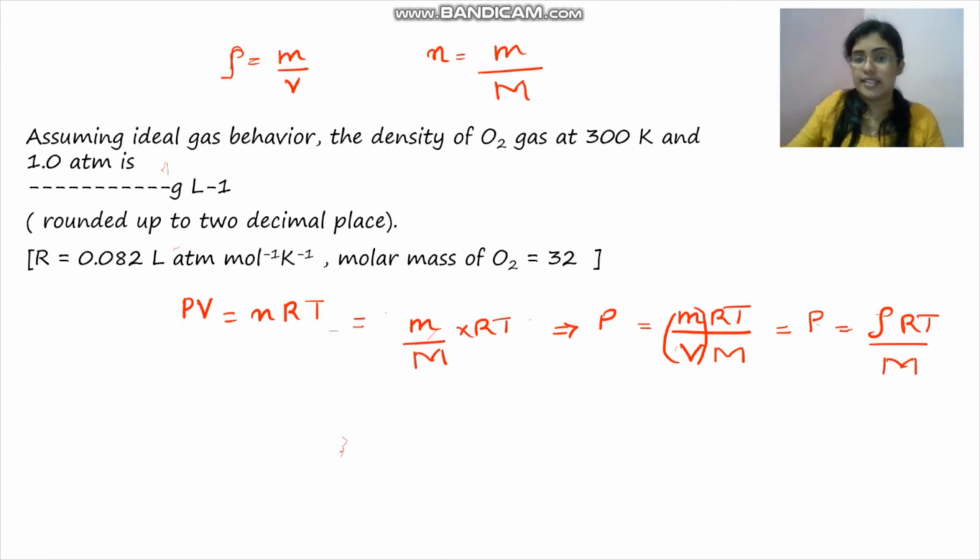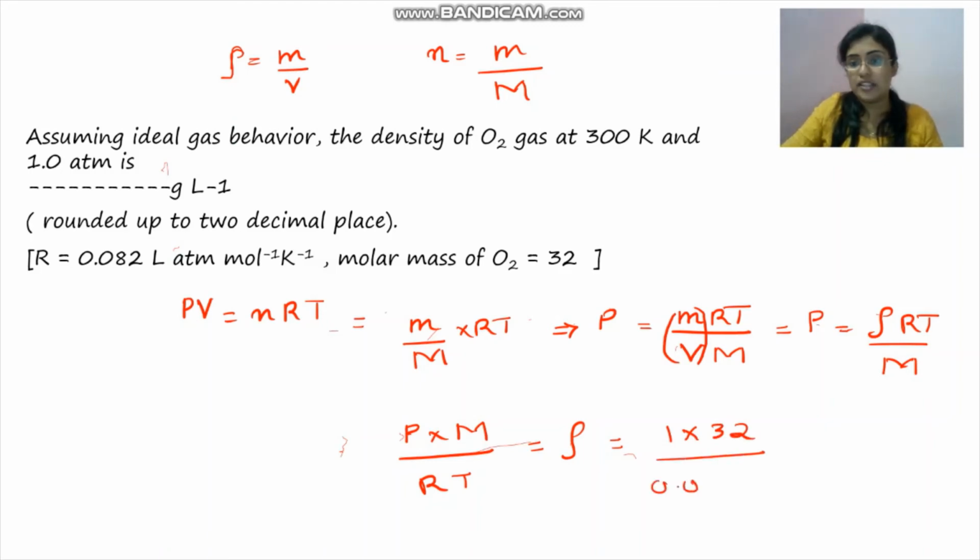So pressure times molar mass divided by R times T becomes equal to the density. This is the equation I got. On substituting values, pressure is 1 atmosphere, the molar mass of oxygen is 32, R was given as 0.082, and the temperature is given as 300 Kelvin. The value comes out to be approximately 1.3008 gram per liter.